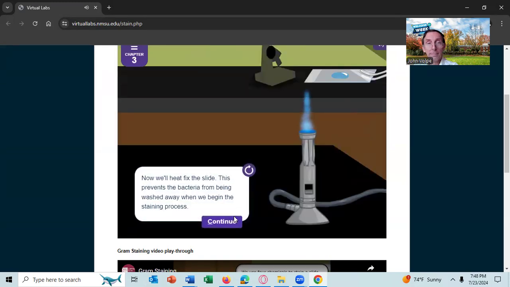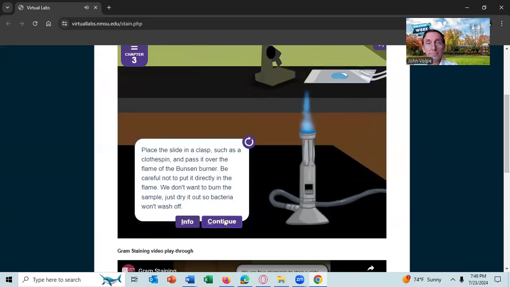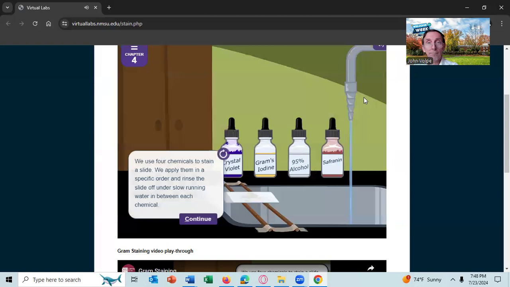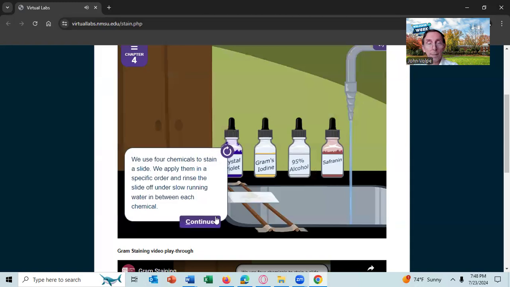Now we'll heat fix this. Place the slide in a clamp, such as a clothespin, and pass it over the flame of the Bunsen burner, after the slide has air dried. Now we begin the staining. We use 4 chemicals to stain a slide. Apply them in the gram stain, and rinse the slide off under slow running water in between each chemical.